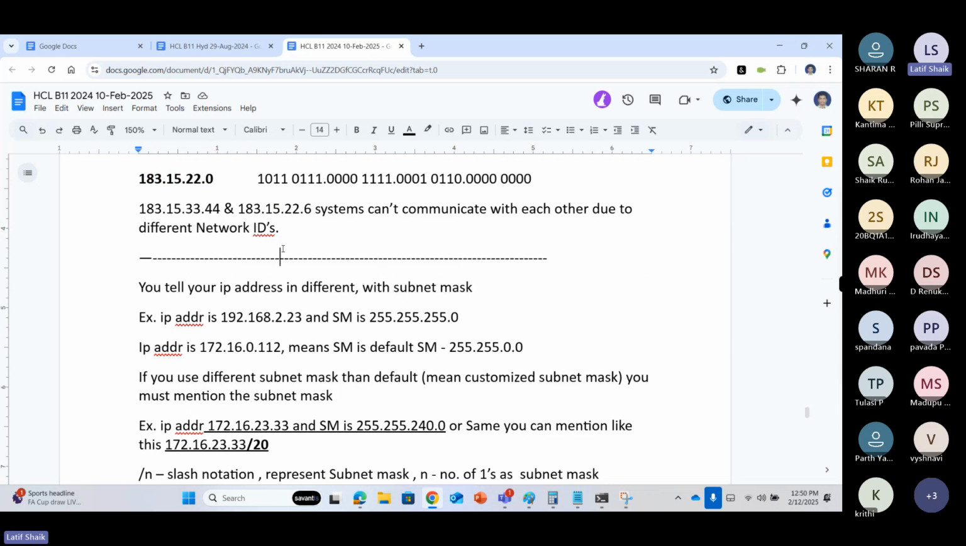So by changing the subnet mask, we have to do calculation. Based on the calculation only, we can do the subnet. So it divides one network into multiple networks. Of course, it also reduces cost, public IP address cost.